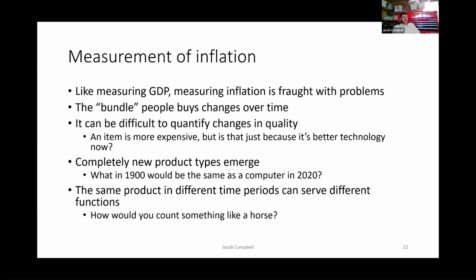Well, a similar problem that you run into is when completely new products emerge. For the most part, products improve over time. But sometimes you also get products that really just have no equivalent in the past. So for example, what would you consider a computer in 2000? What would be its equivalent in 1900? Are you going to compare it to an abacus because it's a calculating machine?